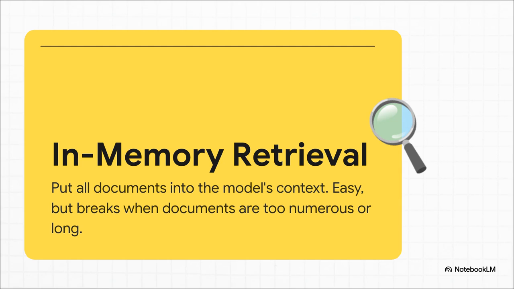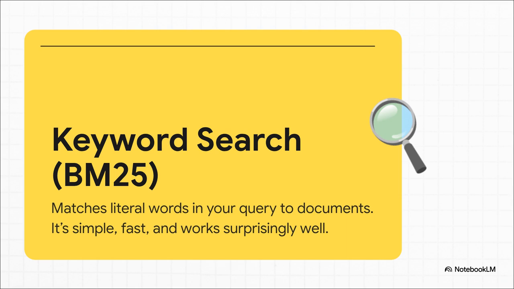I mean, if you've only got a handful of documents, why overcomplicate it? Just stuff everything into the model's context window. It's the "do I even need RAG" step. But you're going to hit a wall with this approach pretty fast, as soon as your document collection gets too big or your texts get too long. So, what happens when your documents don't fit in the context window anymore?